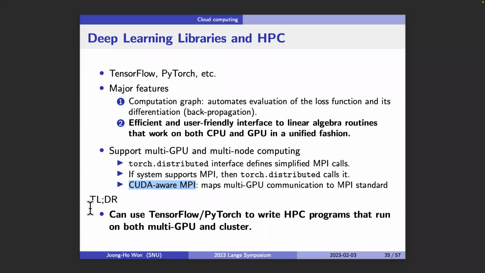Yeah. So to simplify, we can use TensorFlow or PyTorch to write high-performance computing programs that run on both a multi-GPU and a multi-CPU cluster.